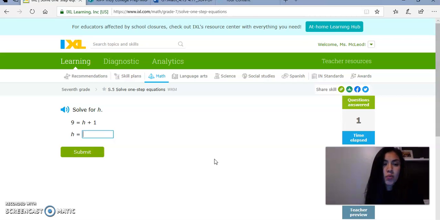So 1 minus 1 is 0. 9 minus 1 is 8. So h equals 8. And again, if I want to triple check to see if my solution is correct, I can use substitution. So 8 plus 1 is 9. I substituted 8 for h. And 8 plus 1 is 9, which equals 9, which makes the solution true.